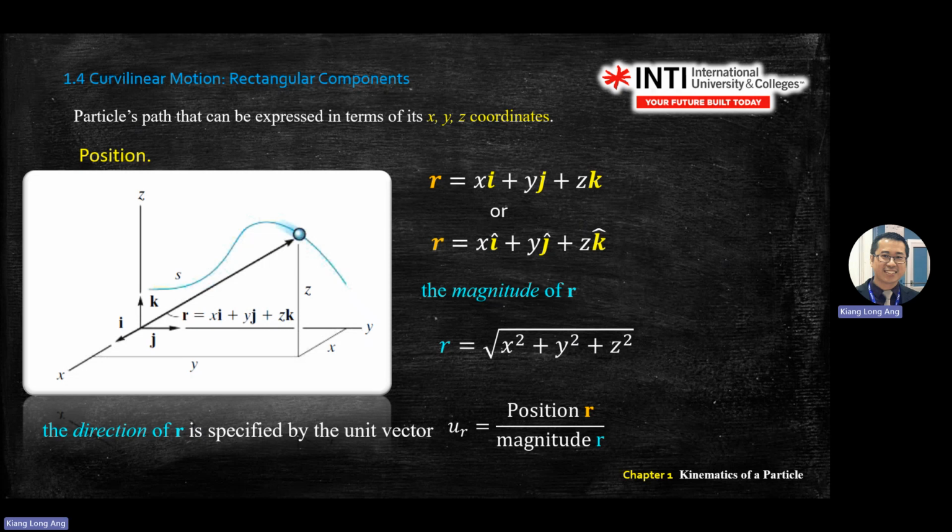Position r is this one. You take this one divided by the answer of this square root. Okay, take this one divided by this answer.